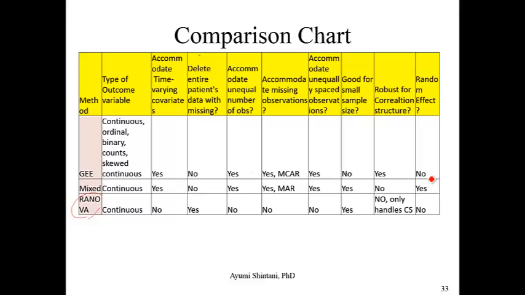And the mixed effect model can handle random effects, but GEE and RANOVA don't. And if your purpose is predicting a value for a particular patient, then the mixed effect model is a good choice, because by having a random effect you can estimate each patient's profile. So I hope this quick summary helps you compare the differences among the 3 methods.